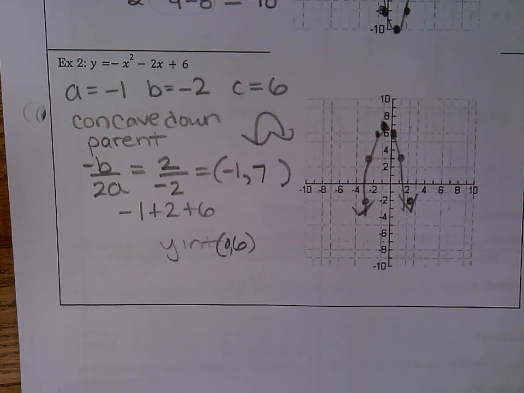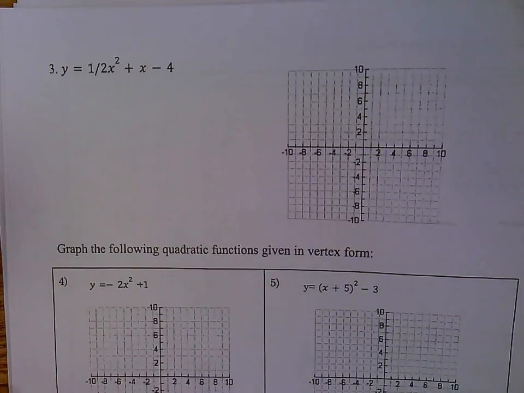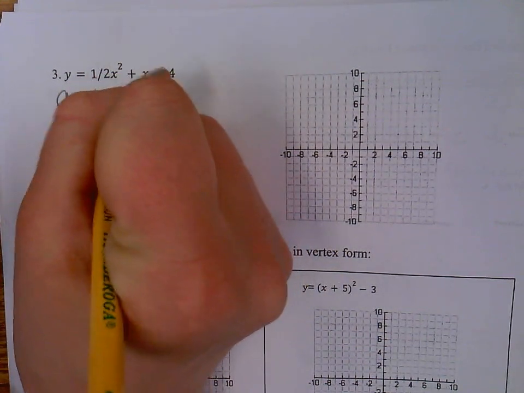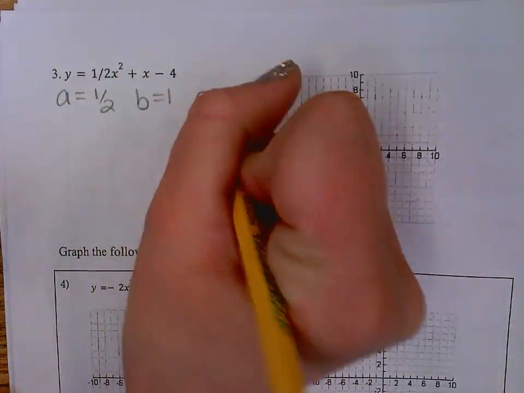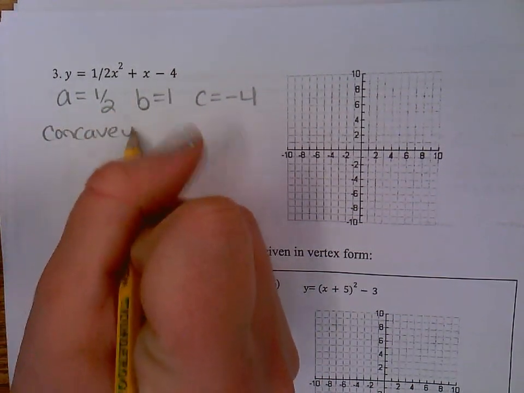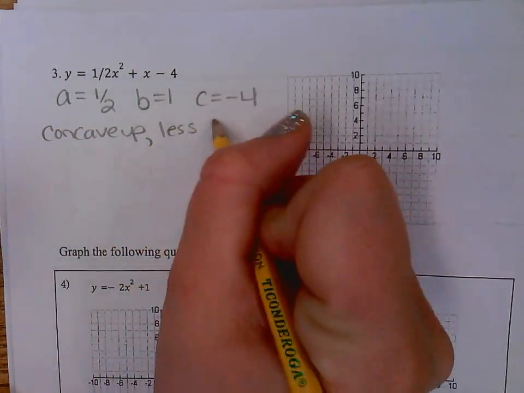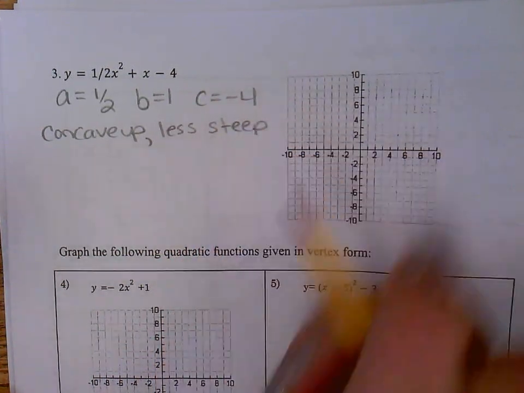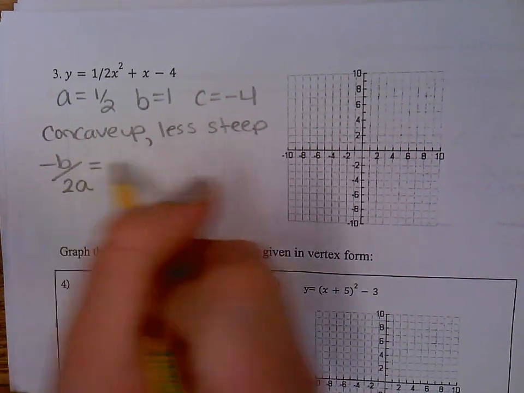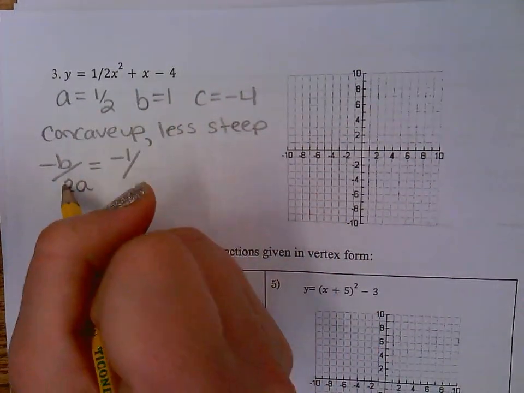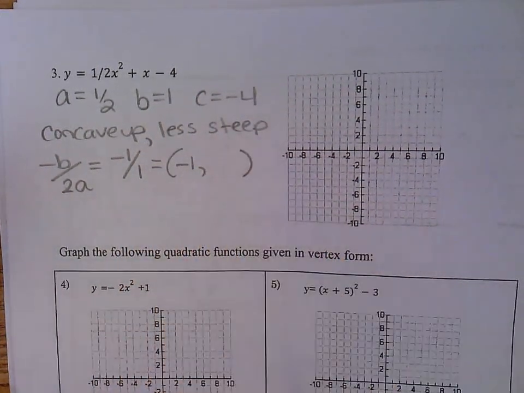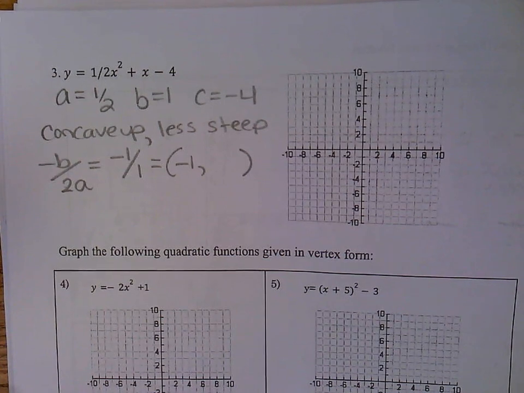I'm going to wait to put this in the video. It won't seem as hard. But when I write, you guys did this step right, A, B, C's. And most of you said that it's concave up and it's less steep. And then we have to do -b divided by 2a, so -1, and then 2 times 1/2 is 1. So I think most of you got to this step. You figured out that x was -1.